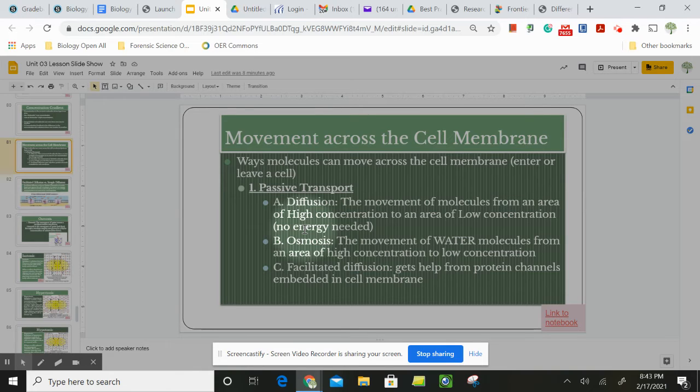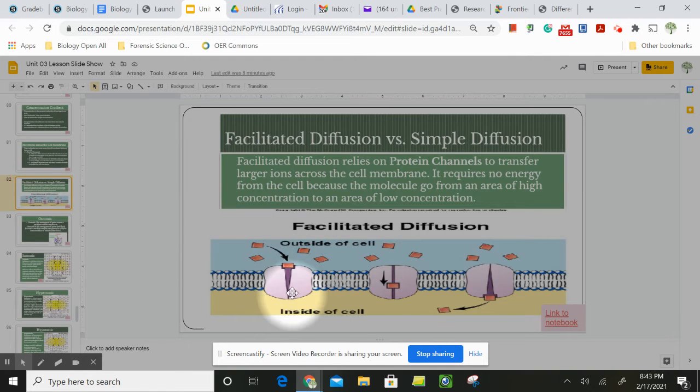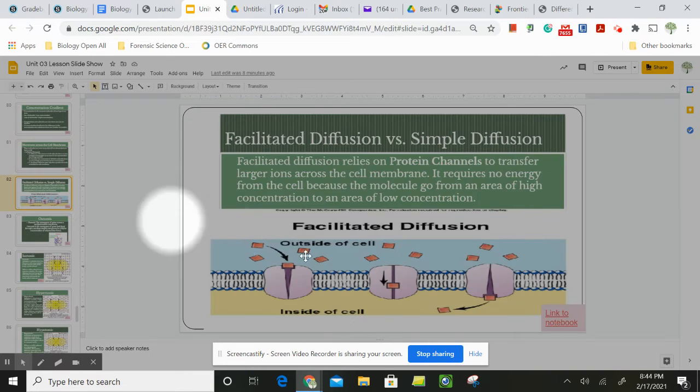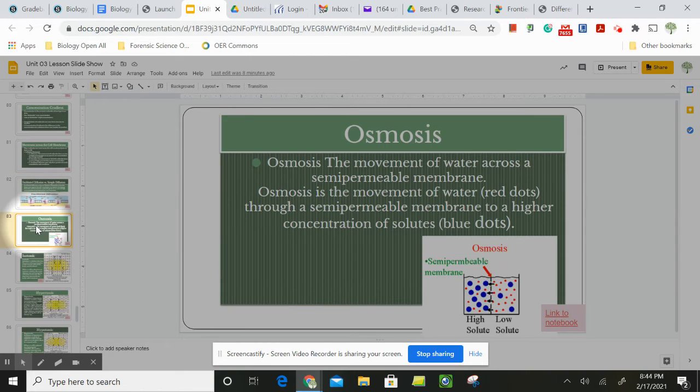Osmosis is passive transport that only deals with water. And facilitated diffusion is passive transport, but it relies on one of these little channels that's inside the cell membrane to help molecules move across. And that's what the word facilitated means. The word facilitated means to help. So it's going to move those molecules across the cell membrane. All right, so those are your three types of passive transport.